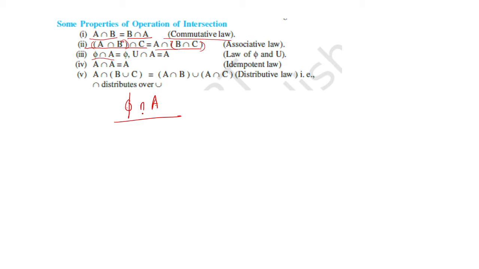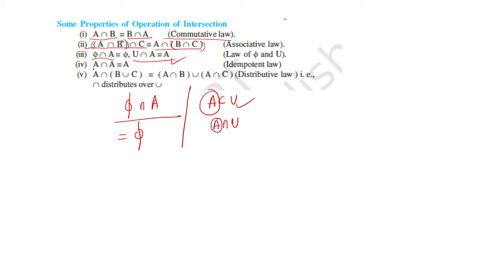Similarly, if you do intersection of A with the universal set, then what will be the result? The result is A itself. Why? Because A is contained in U. So all the elements of A are already present in U. So if you find the common elements of A and U, then the common element will be A itself because it is contained in U.